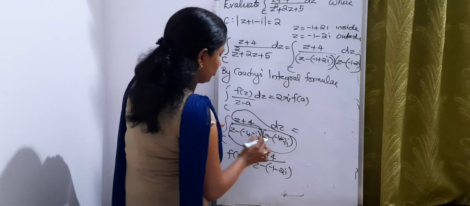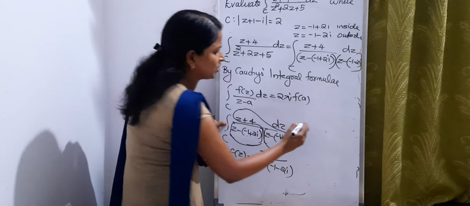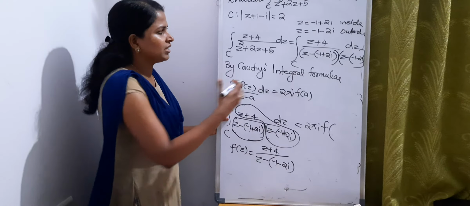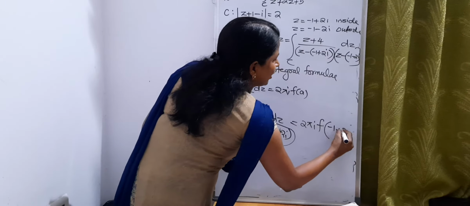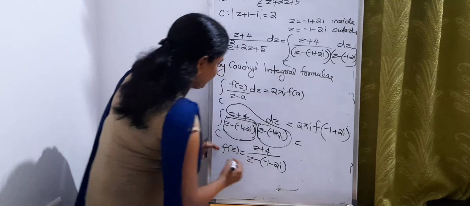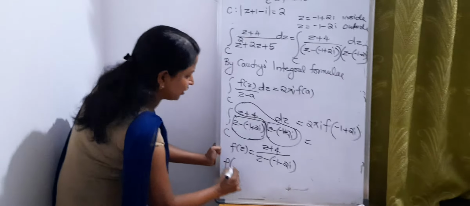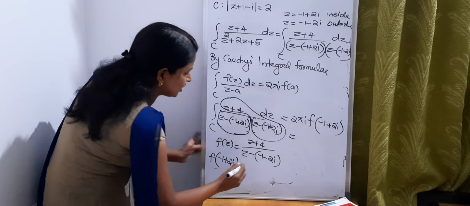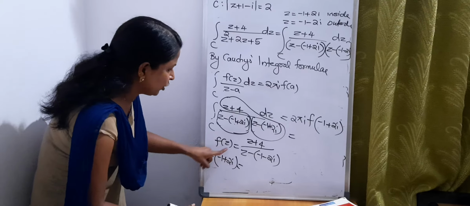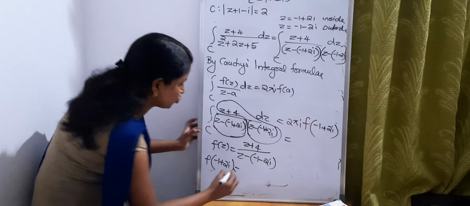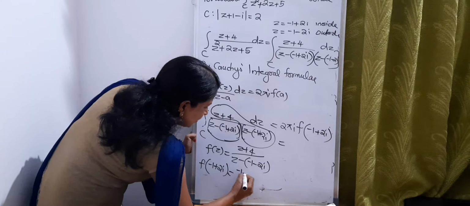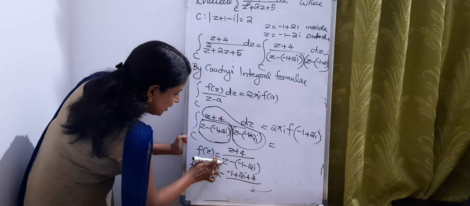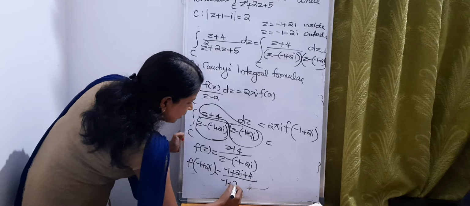Then which is equal to, by Cauchy's integral formula, 2 pi i into f of the inside point. What is the inside point? Minus 1 plus 2i. Here we get f of z. So we find f of minus 1 plus 2i. What is f of minus 1 plus 2i? Put z equal to minus 1 plus 2i. That is minus 1 plus 2i plus 4 divided by z, which is minus 1 plus 2i.